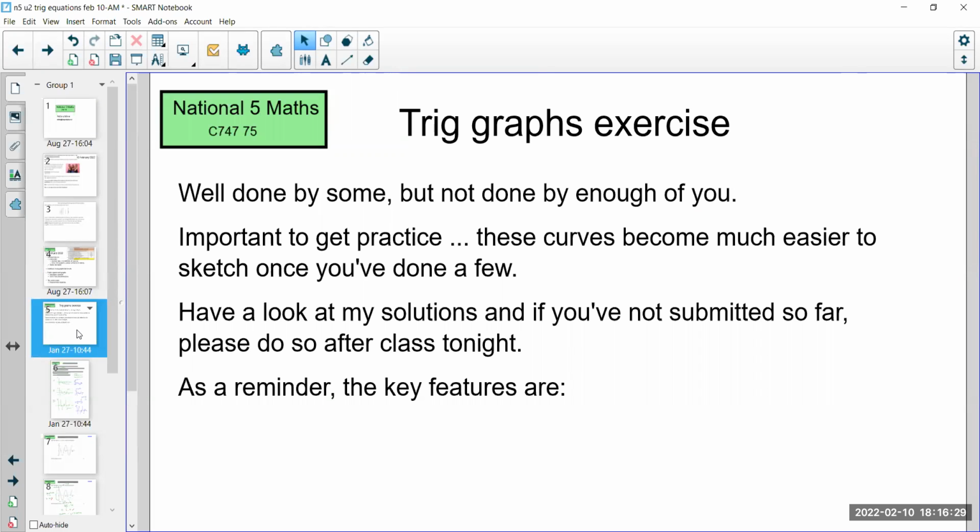All right, so I just put there, well done by some, not done by enough, to be honest. Then I could have given you a bit more feedback. It's a poor show, to be honest. I only got 4 out of 24 people, when you can just go to Desmos and type the function and it would give you exactly what it would look like.